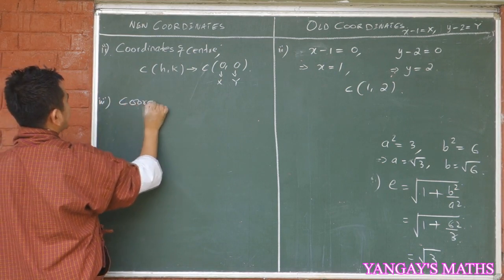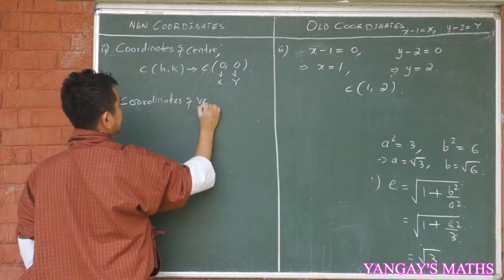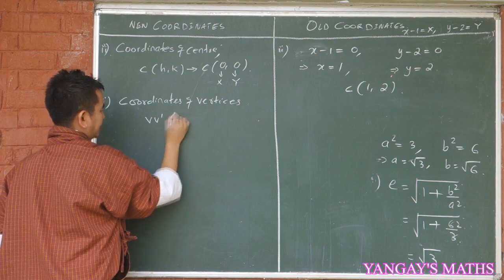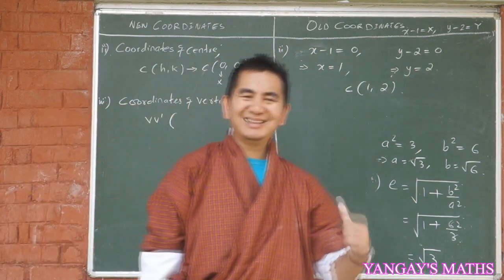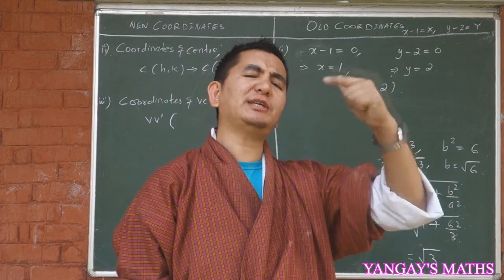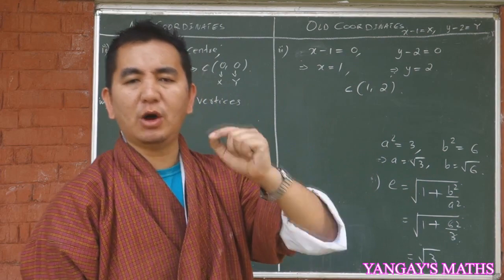Coordinates of vertices, V dash. This is a vertical hyperbola. Vertical hyperbola means the vertex will be on the y-axis. Horizontal hyperbola means the vertex will be on the x-axis.